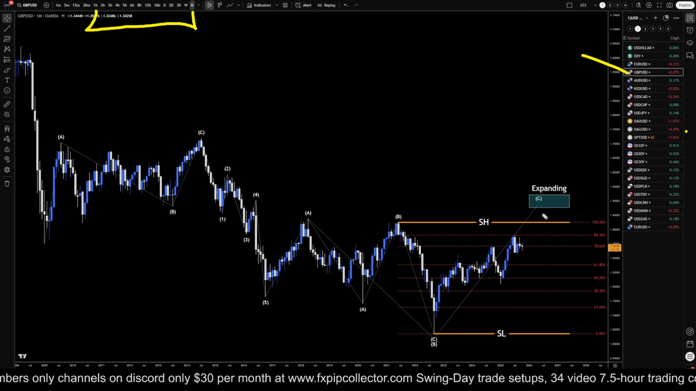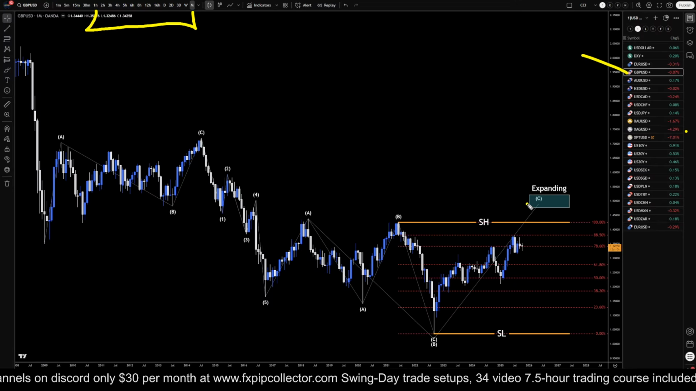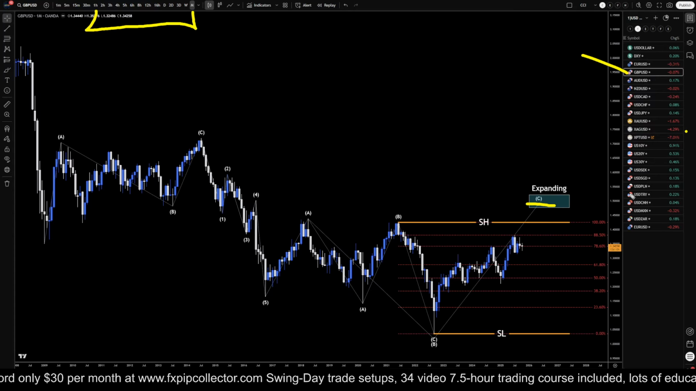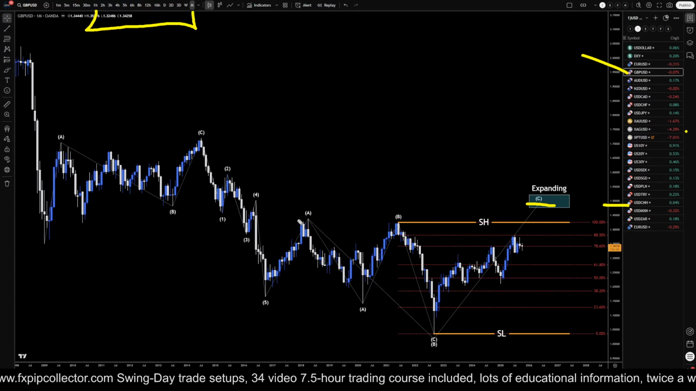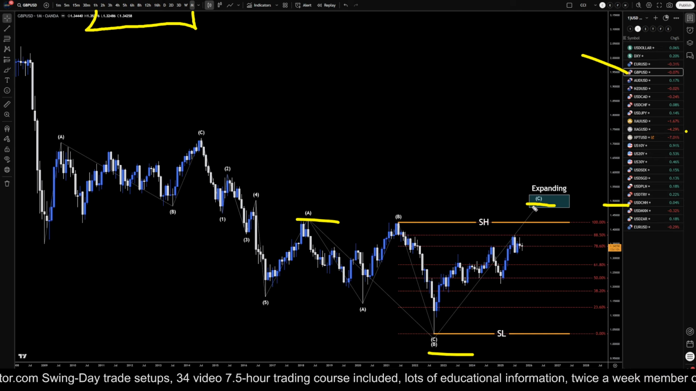So my main analysis on the pound dollar for a long time has been that this is an expanding flat, which would push us all the way up to and maybe even beyond the 1.5 area to make an expanding A, B, and C correction, probably to the last move down.